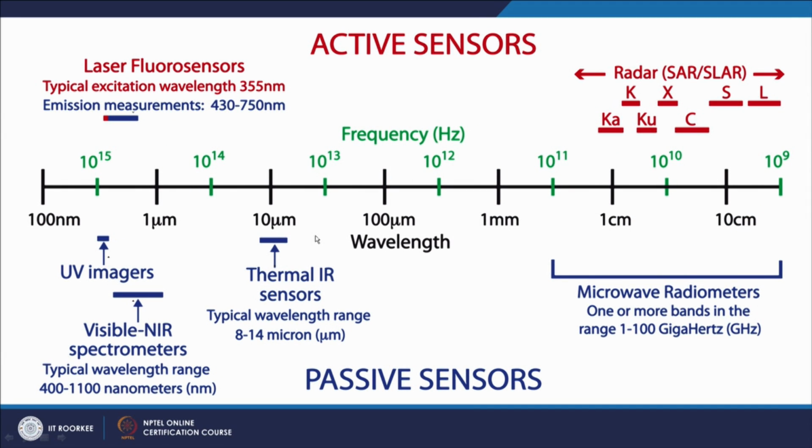This is a part of the EM spectrum that is shown. On the top, that means in the red colors, all are active sensors, which I will take up a little later, whereas passive sensors are given here in the blue. So let's start one by one.